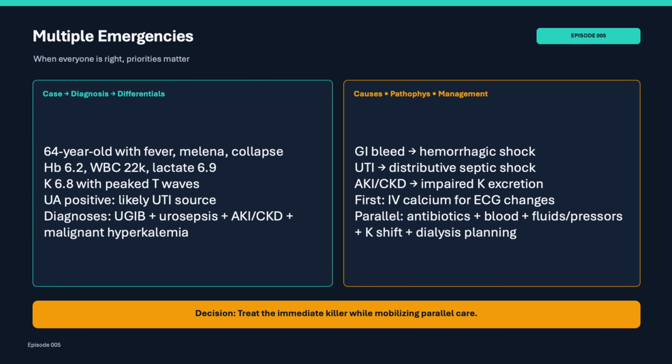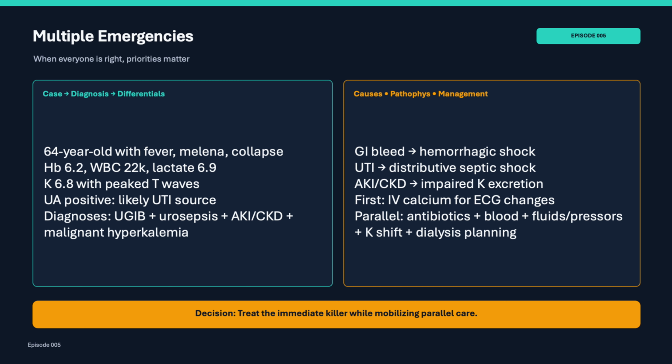This patient did not have one diagnosis. He had several simultaneous emergencies: an upper GI bleed causing a hemorrhagic component of shock, urosepsis causing distributive shock, acute kidney injury on chronic kidney disease, metabolic acidosis, and malignant hyperkalemia with ECG changes. Every specialist was focused on a real problem.